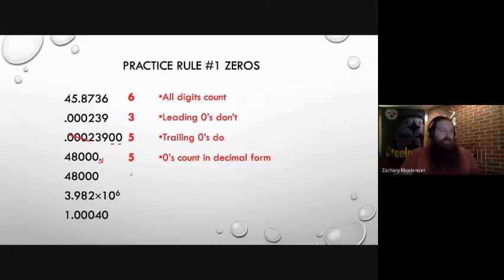And the next one we have 48,000. Well, all right, our trailing zeros that come before a decimal, all right, they don't count. So we only have 2, the 4 and the 8. Now the next one's scientific notation. We haven't really talked about that. All right, so think about it for a minute. Do you think the scientific notation matters, or do you think it doesn't? Well, in fact, it does not.